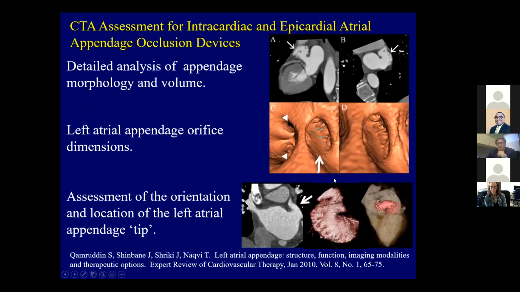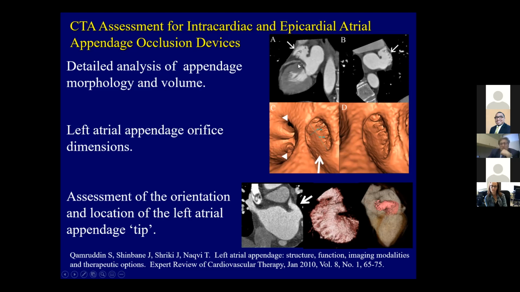So you've all heard of Watchman now, and again, the Watchman is an atrial occlusion device to occlude the left atrial appendage. The left atrial appendage is profoundly complex. There's an orifice and then a body, oftentimes with multiple lobulations. This is an endocardial view looking at the left atrial appendage ostium. Again, these devices are of a certain size and need to be placed in a certain landing area.